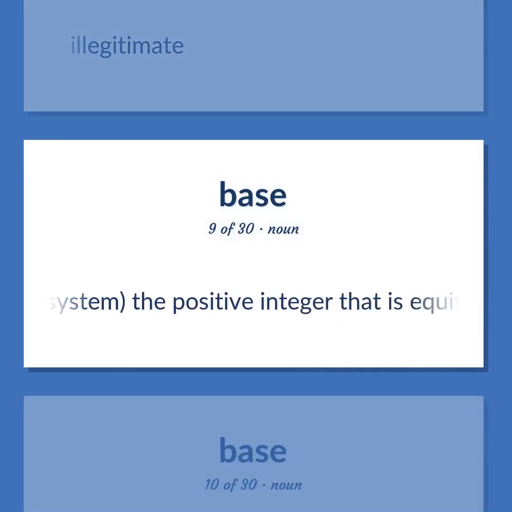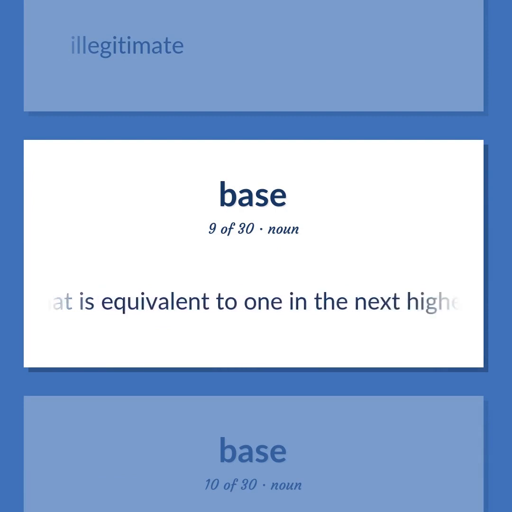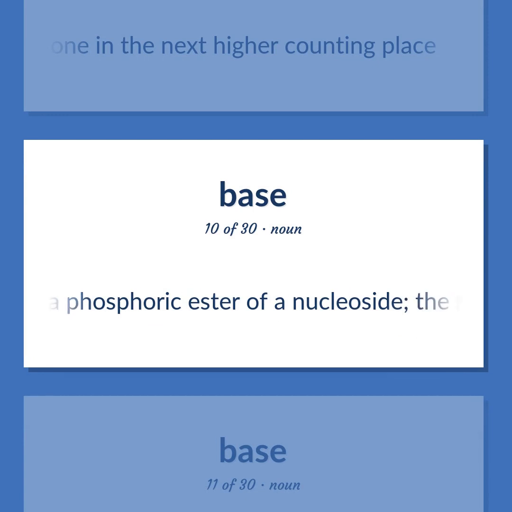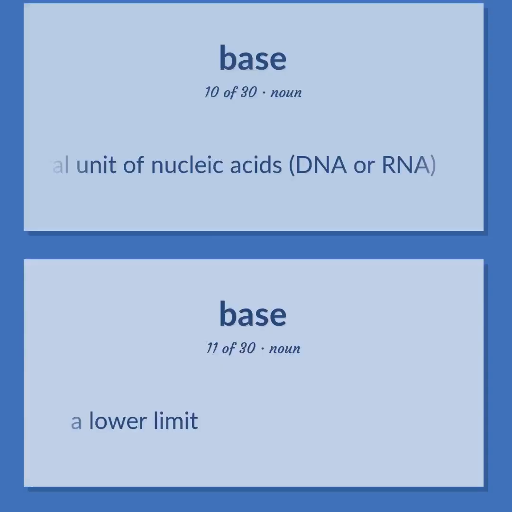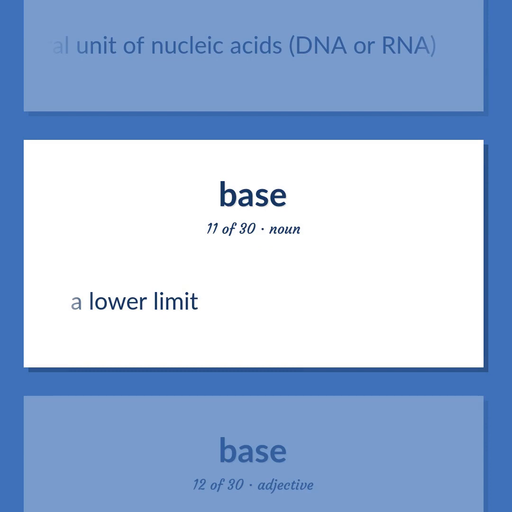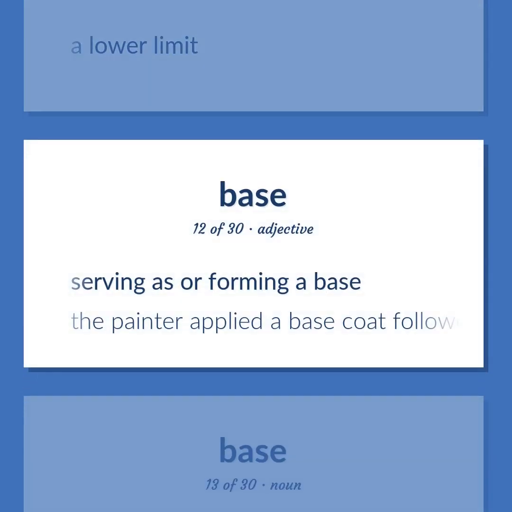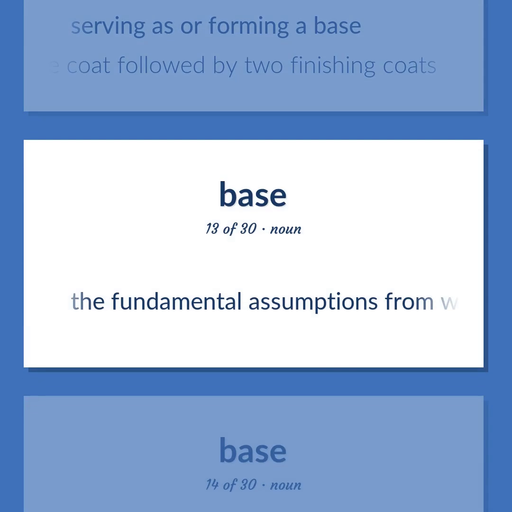Numeration system, the positive integer that is equivalent to 1 in the next higher counting place. A phosphoric ester of a nucleoside, the basic structural unit of nucleic acids, DNA or RNA. A lower limit. Serving as or forming a base. The painter applied a base coat followed by 2 finishing coats. The fundamental assumptions from which something is begun or developed or calculated or explained.